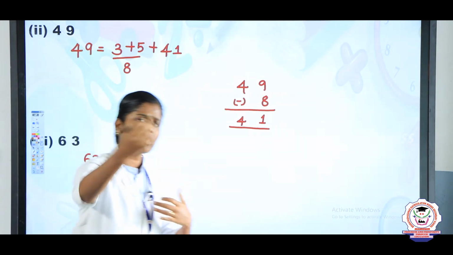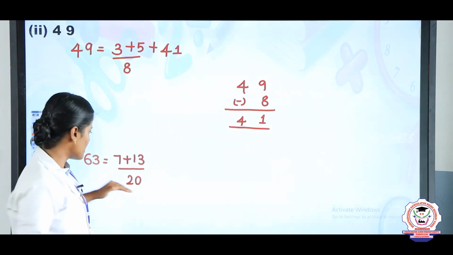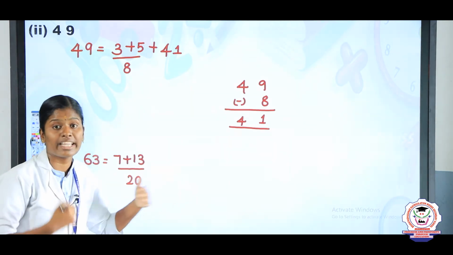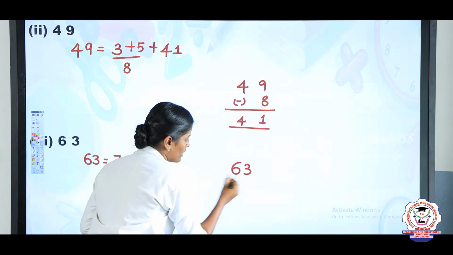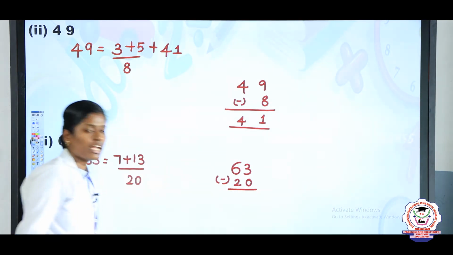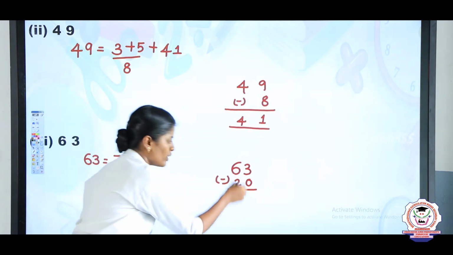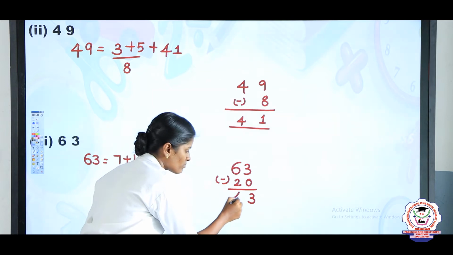Now tell me Nasreen, what is the answer? Very good. So simply we will subtract and we will get the answer. Take 63 minus 20. Now we are going to subtract. 3 minus 0 is 3. 6 minus 2 is 4.